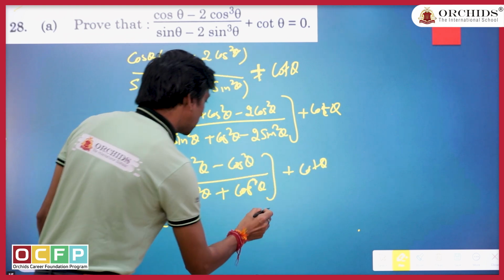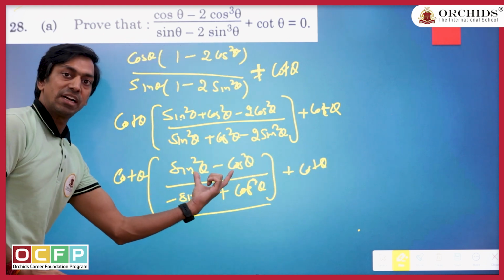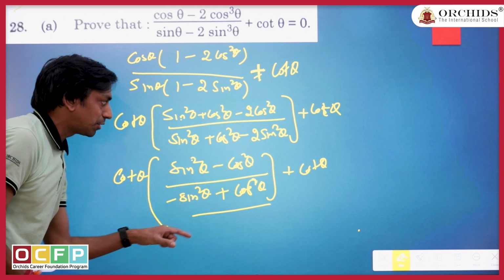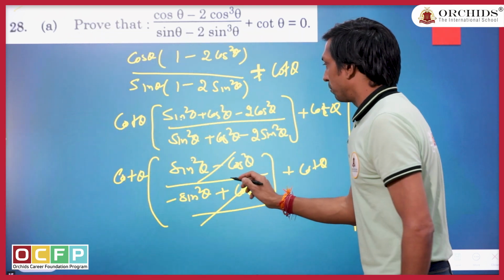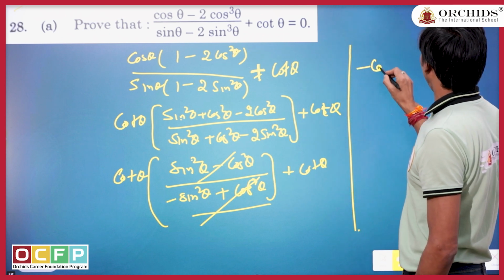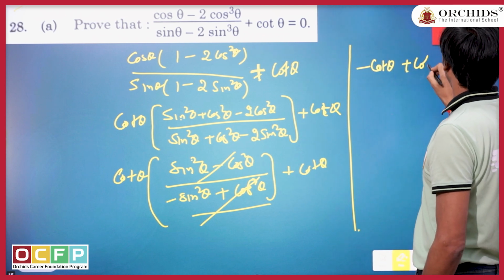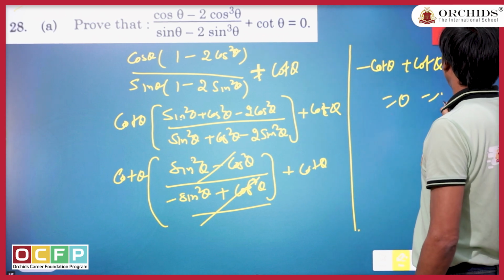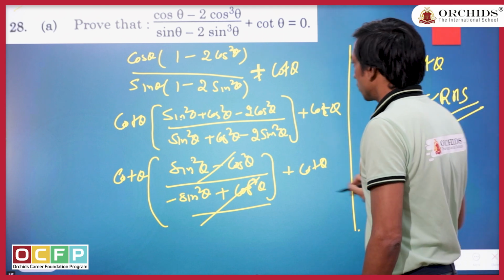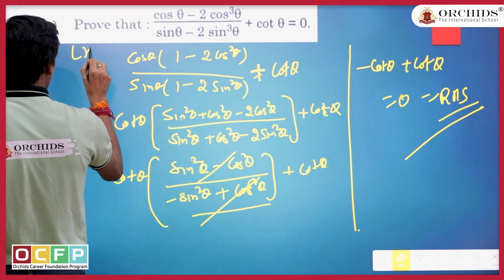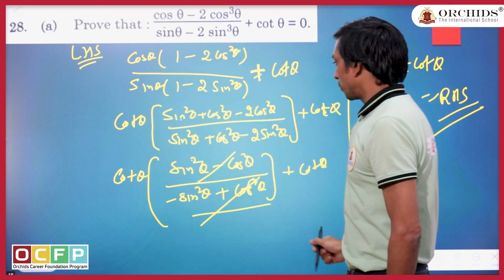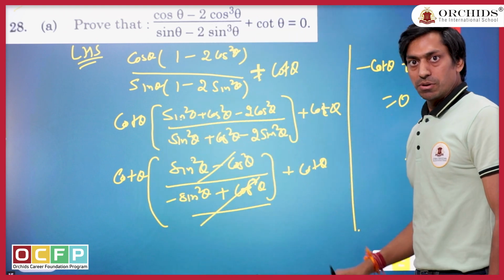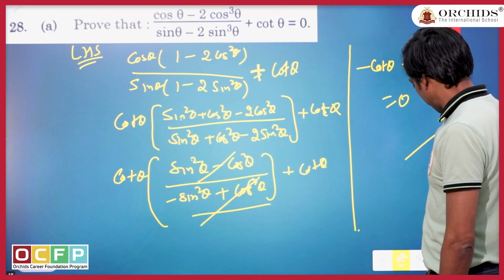Now if you focus a little on this expression, the numerator is positive and the denominator is the negative of that, and if you cancel both, what will we get? I'll get minus 1 into cot theta, which becomes negative cot theta plus cot theta, and the sum is equal to 0, and that is equal to what? The right hand side. So we have taken the left hand side, and from there we have proved it equal to the right hand side. So this is how you have to do this problem.